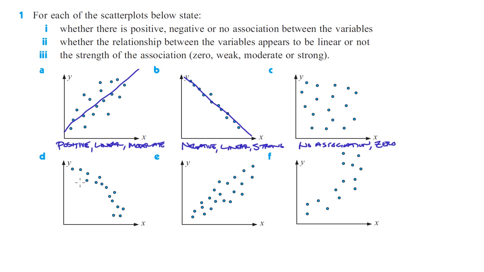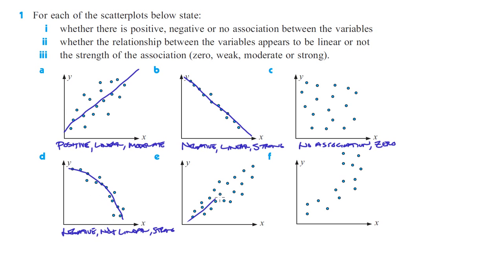Okay, this one here, got a little bit of a curve to it. So this would also be negative. It is not linear because it's got a curve to it. Not linear. And that's pretty close to that line, so I would go with probably strong on that one.